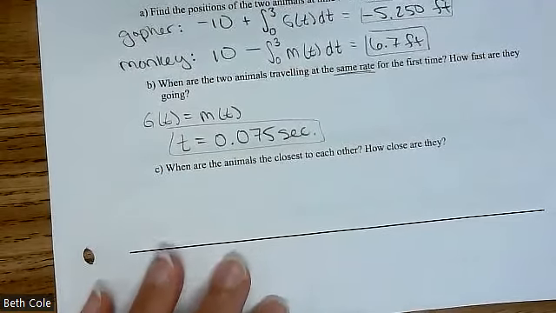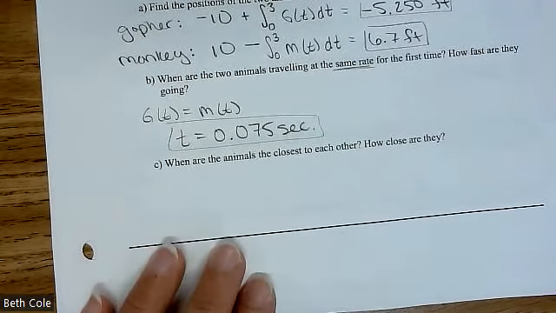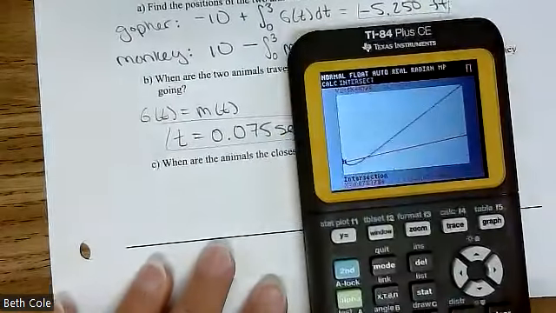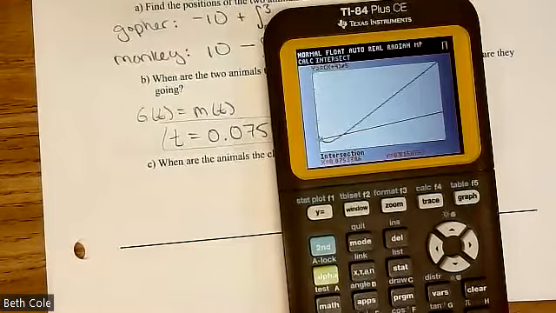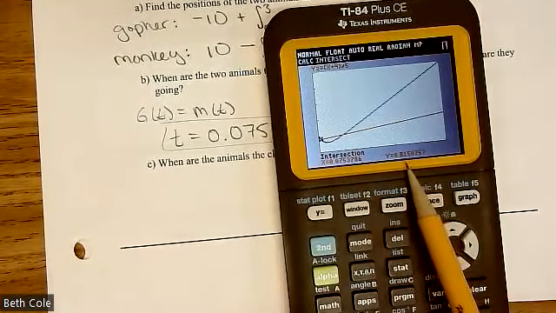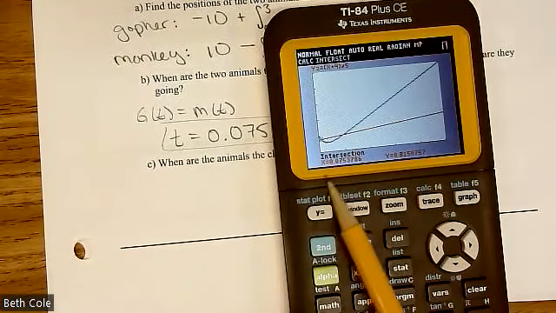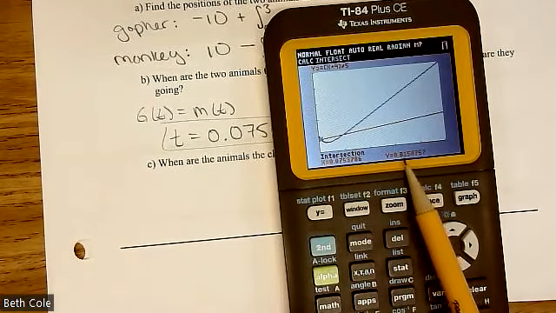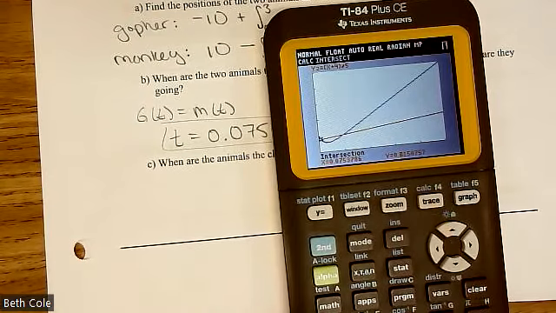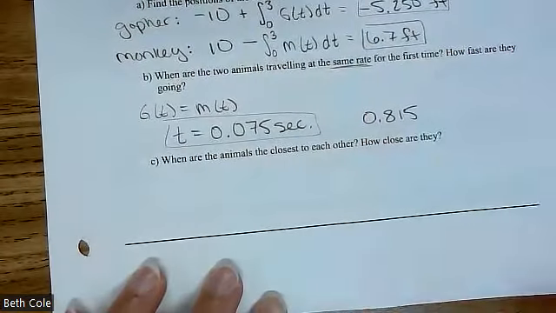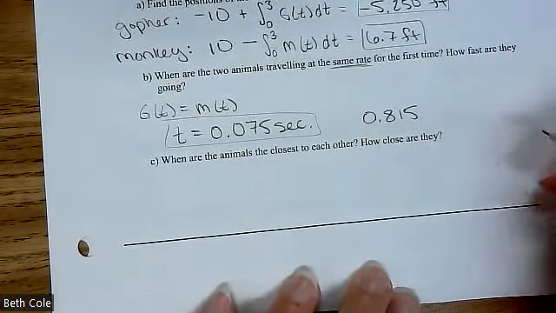There's a follow-up to that one too. How fast are they going? So that's the rate at that time. Good news, these are the rates, and that answer is also on your calculator screen. What is the rate at that time? At time 0.075, our rate is, do you see that there, the 0.815? These equations are your rates, so that's your y value, 0.815. And what is the unit for the rate? Feet per second.